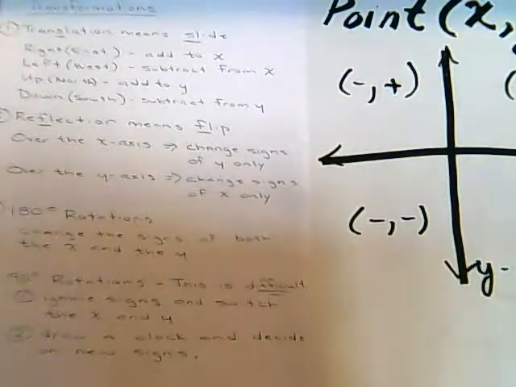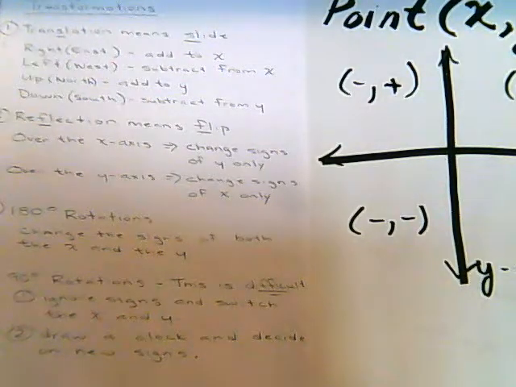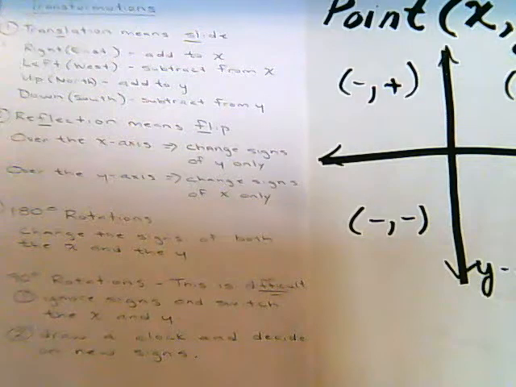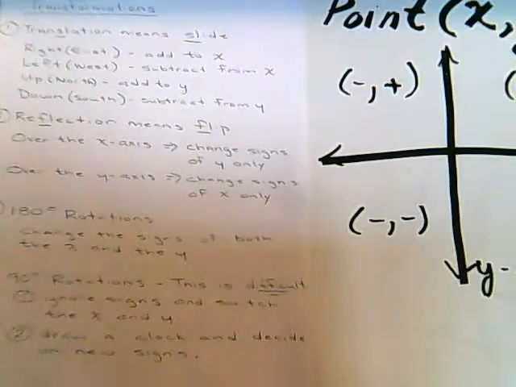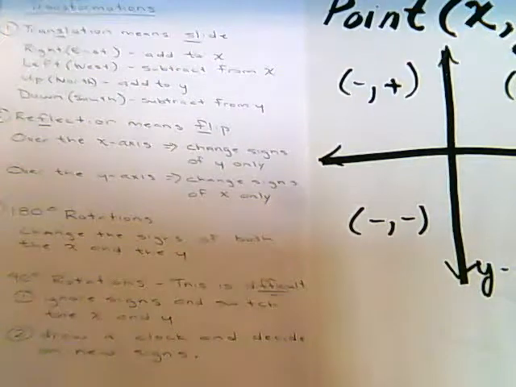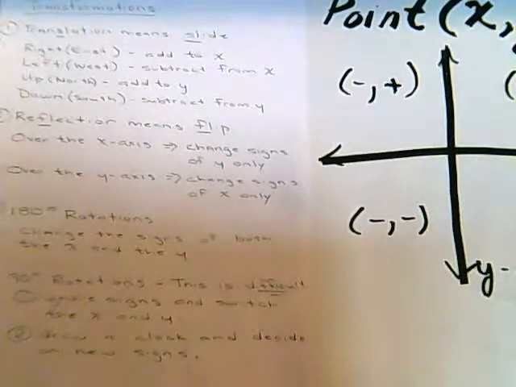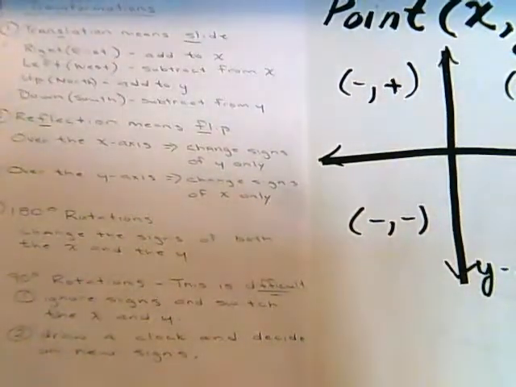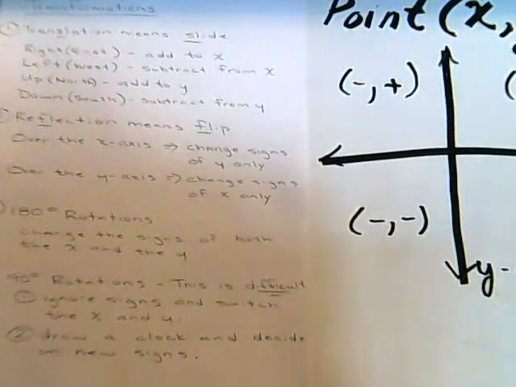So in this video, I'm going to try to explain transformations. This is the problem that's on the back of the homework on the top left, where you have a graph and you're supposed to label the points and perform some sort of transformation. Transformation is a general term for any movement of a point or a shape on the coordinate grid.